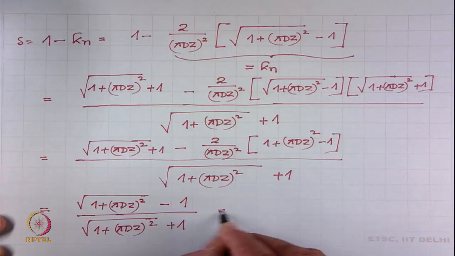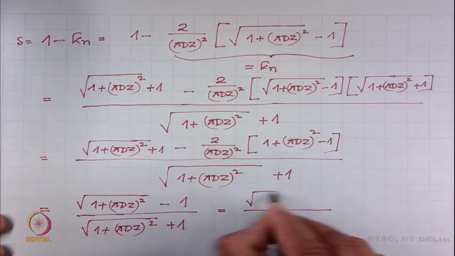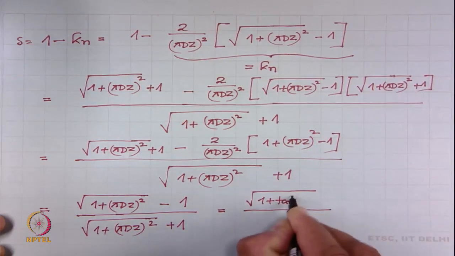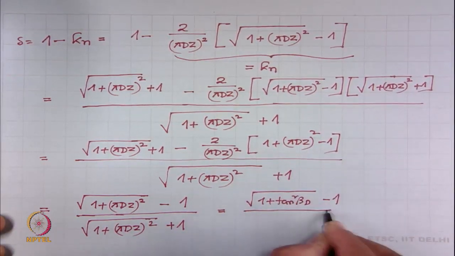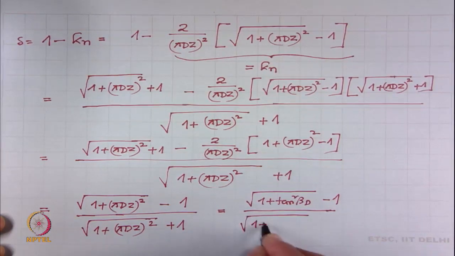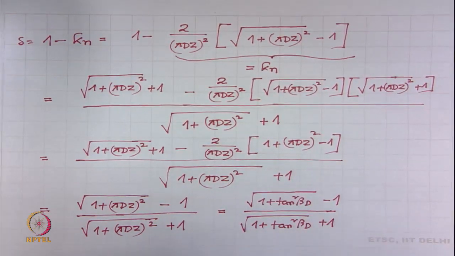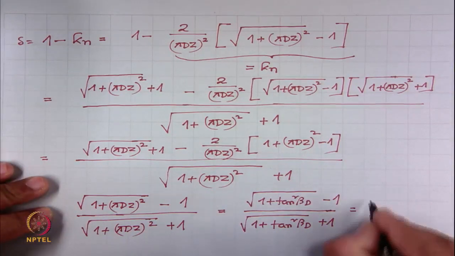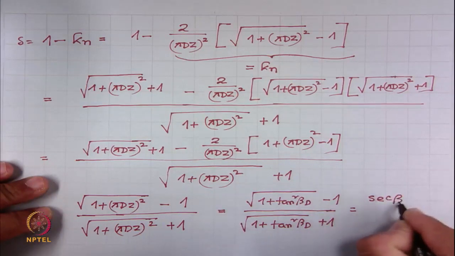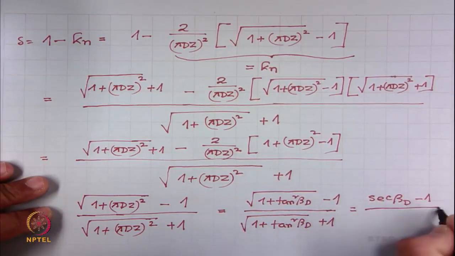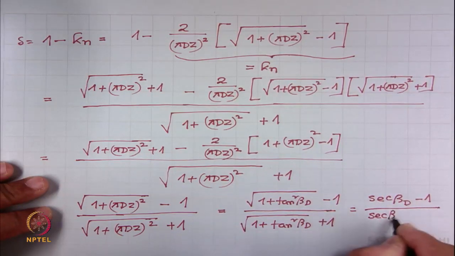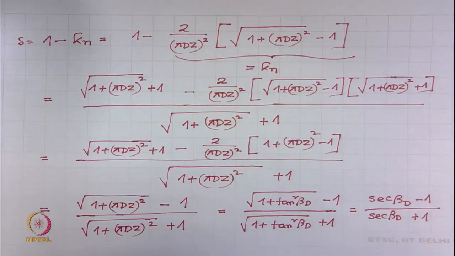So, if we continue, 1 plus tan square beta d minus 1, over 1 plus tan square beta d plus 1. What is 1 plus tan square beta d? Sec square beta d. Square root of sec square beta d is sec beta d. So, write sec beta d minus 1 by sec beta d plus 1, and sec beta d is 1 by cos beta d.